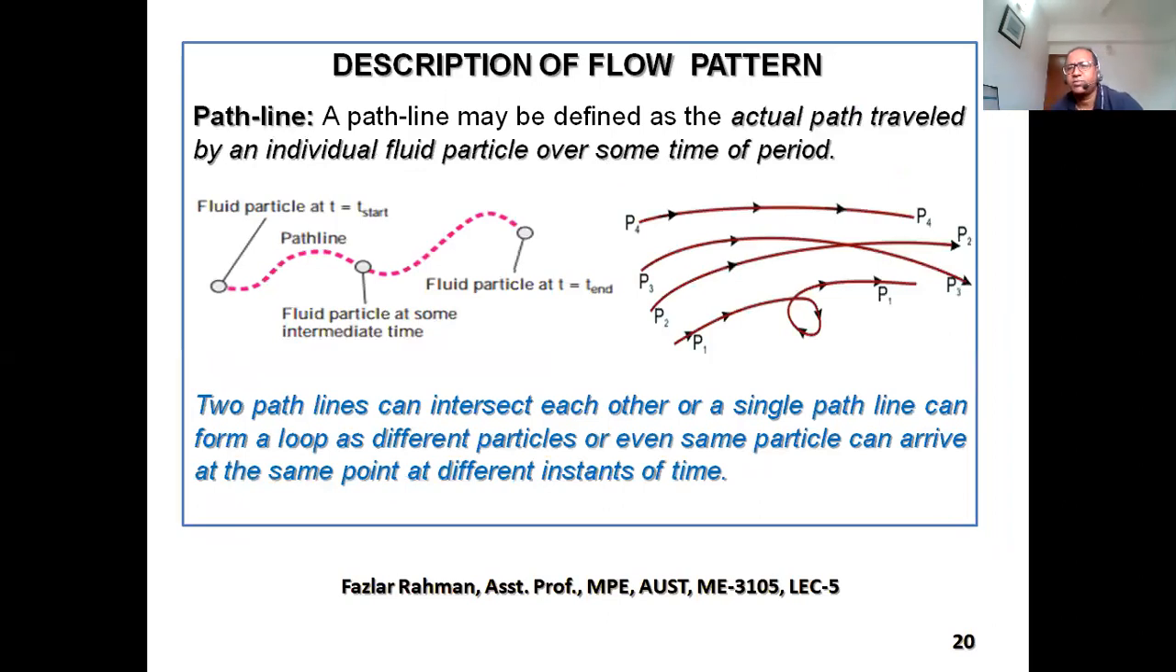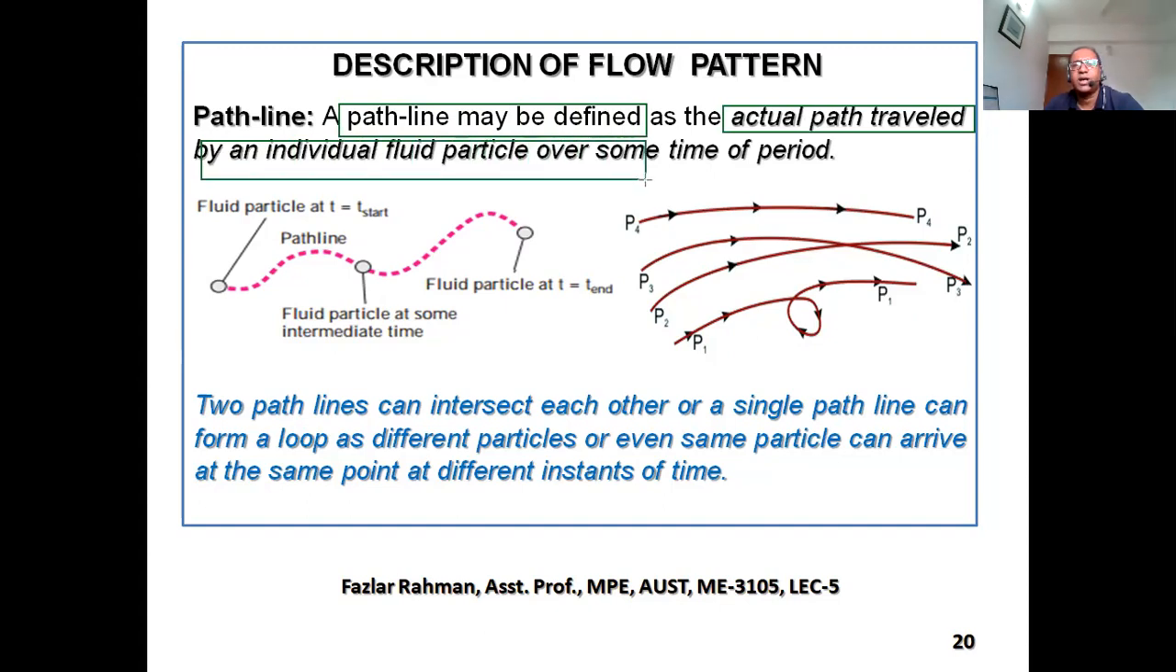Now, this one will start from here. It's called a path line. What is a path line? A path line means the path followed by a fluid element or fluid particle, or the actual path traveled by an individual fluid particle over a certain time. So a path line may be defined as the actual path traveled by an individual fluid particle over some period of time, okay.